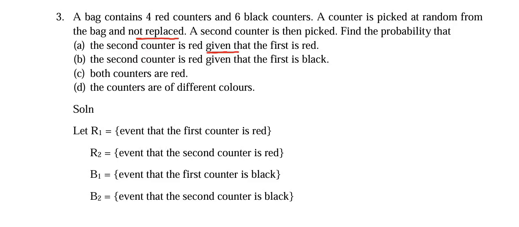So look at what you have here. I'll just explain it from the solution given in your book. They decide to use R1, the event that the first counter is red; R2, the event that the second counter is red; B1, the event that the first counter is black; and B2, the event that the second counter is also black. And they create a tree diagram. This is without replacement, by the way, right? So we have 4 red and 6 black.